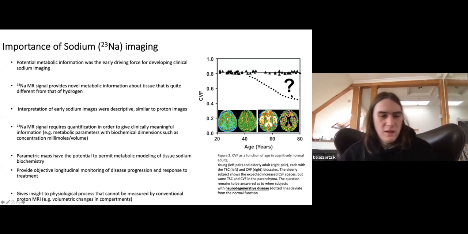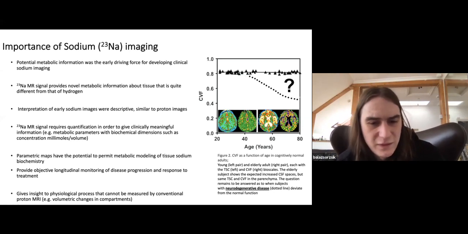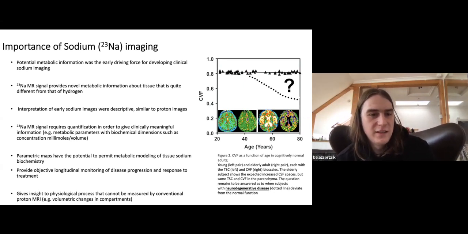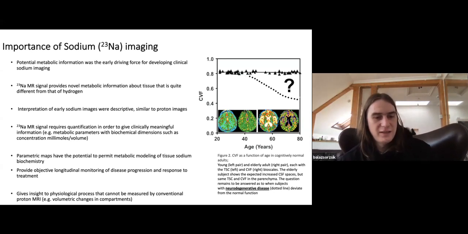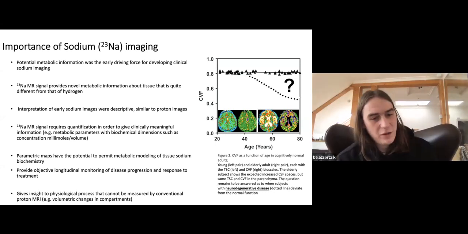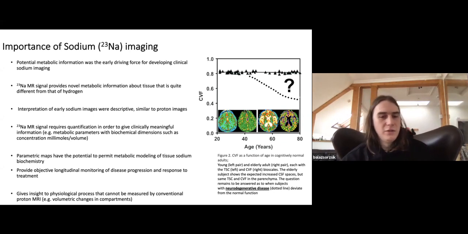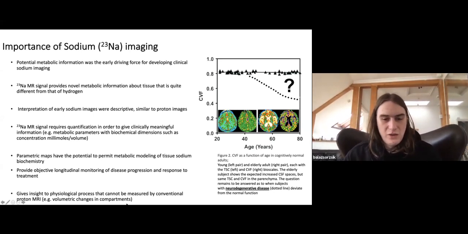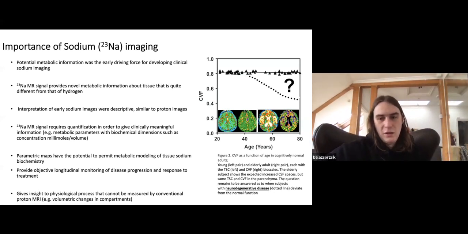And what is different as well in sodium MRI is that it doesn't serve as a biomarker. So it's not just a statistical correlation with disease, but it actually reflects some physiology in real time, and it can provide objective longitudinal monitoring of disease progression and also a response to treatment. And as I mentioned before, it can shine light on processes that are not apparent on standard proton MRI.